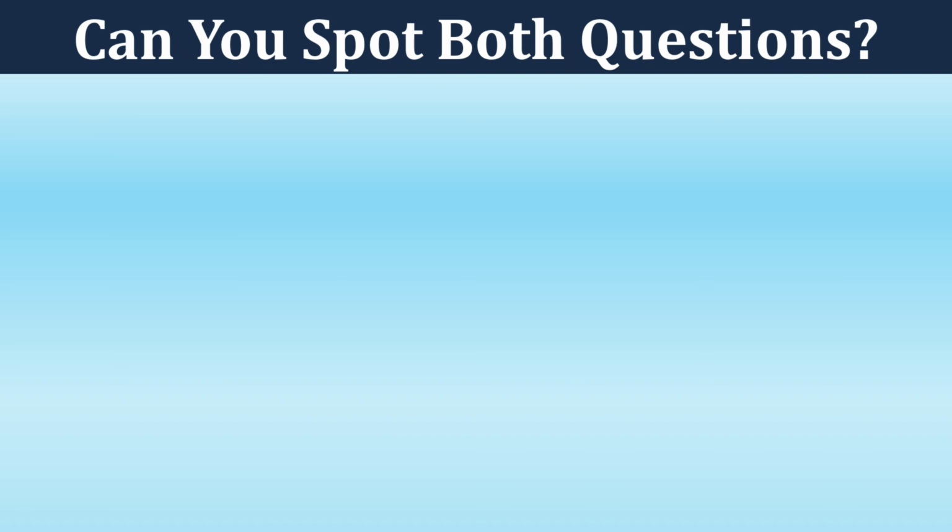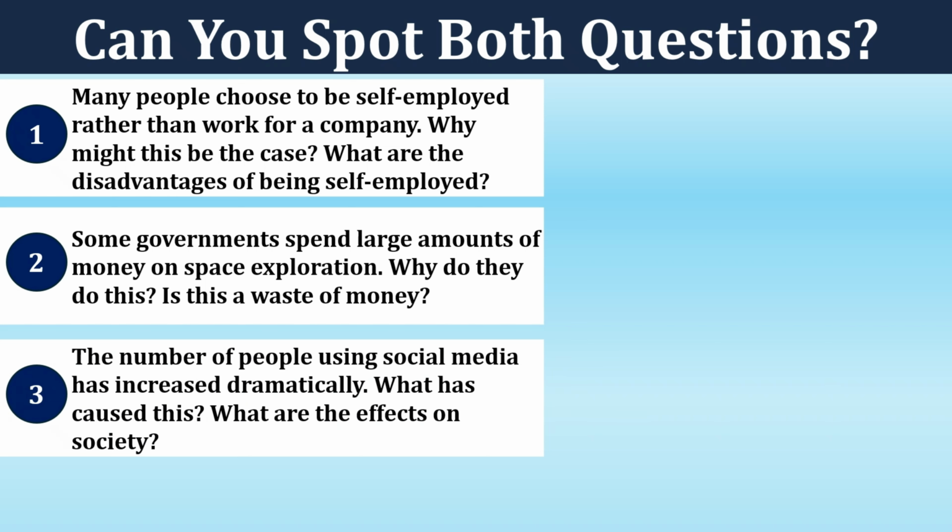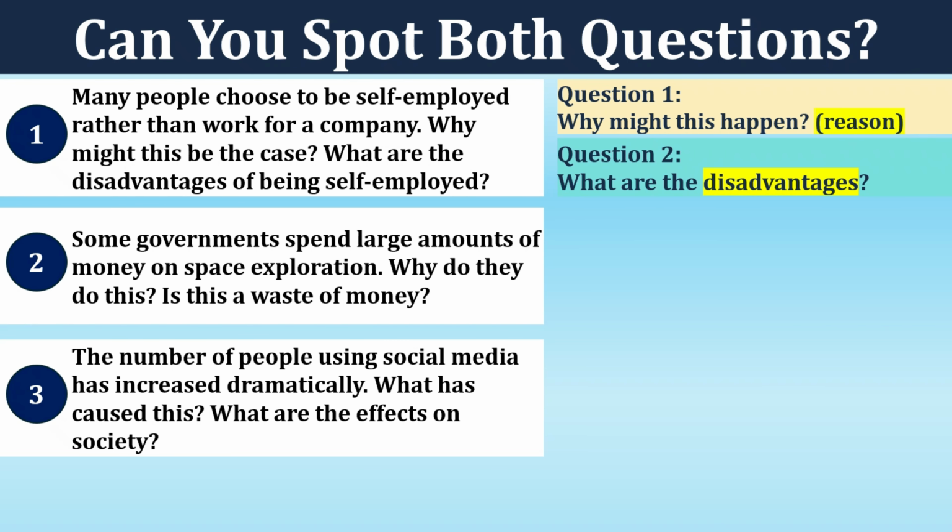Let's practice recognizing questions. Here are 3 IELTS Task 2 questions. Pause the video if you need more time. For each task, identify the 2 questions you need to answer. Once you have done that, play the video again and we'll check the answers together. Let's look at the first one. The first question is, why might this be the case? This asks you to explain the reason. The second question is, what are the disadvantages of being self-employed? This asks you to discuss the disadvantages.